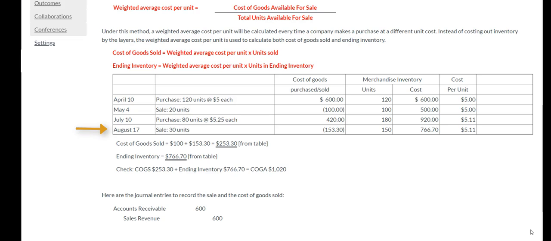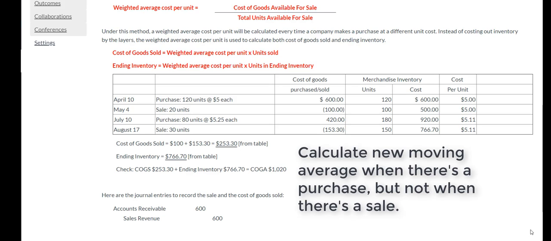A few things to note about the weighted average method of inventory costing under a perpetual inventory system. A new weighted average cost per unit has to be calculated every time a company purchases new units of inventory at a different price point. In my example, there are units purchased at $5 and units sold at $5. The remaining units are also carried at $5 apiece. But when new units are purchased at $5.25, this changes the weighted average cost per unit to $5.11. So purchases will change a company's weighted average cost per unit, but sales will not. Therefore, you will have to calculate a new weighted average cost per unit whenever there is a purchase, but not when there is a sale.